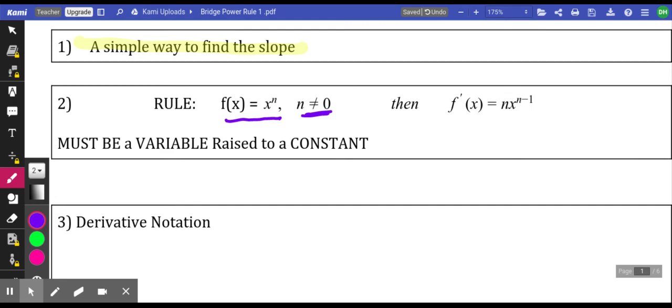And what I want you to make note is that for the power rule to happen, it must be a variable raised to a constant. And again, you're going to hear that word constant a lot. A constant is just a number.